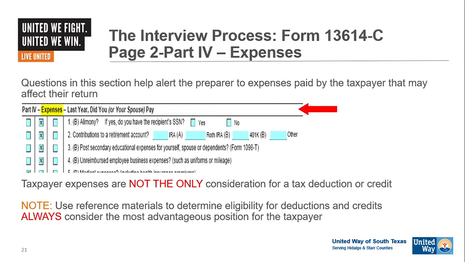Questions in this section help alert the preparer to expenses paid by the taxpayer that may affect their return. So in part 4, there are some expenses. The taxpayer's expenses are not the only consideration for tax deductions or credits. Use reference materials to determine eligibility for deductions and credits. Always consider the most advantageous position for the taxpayer. So you just want to go over these questions. The taxpayer just has to answer these and make sure they're complete.